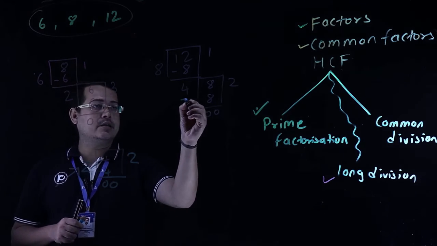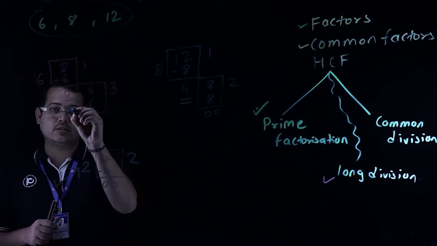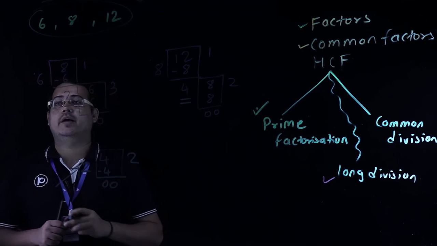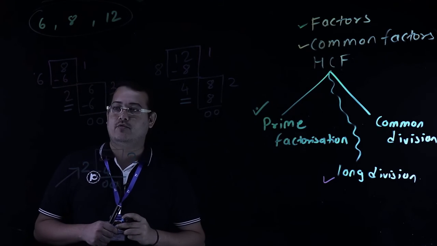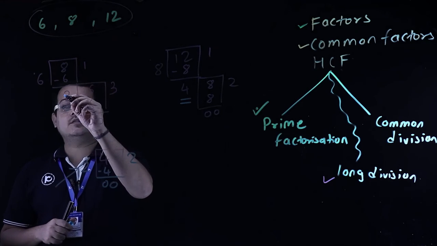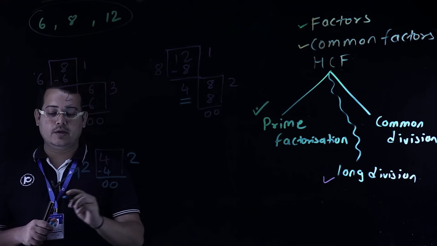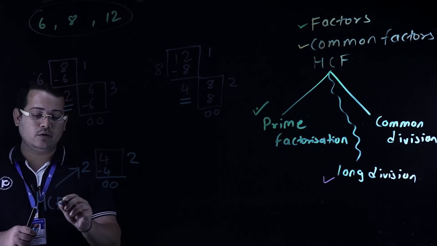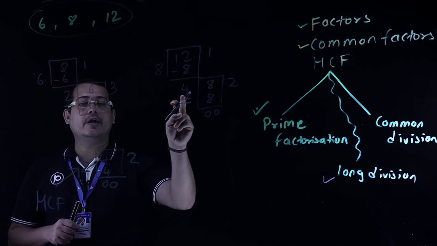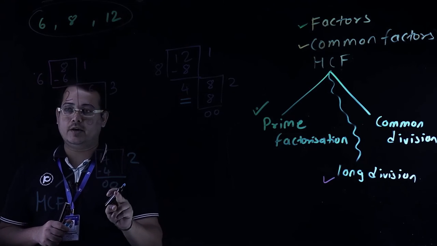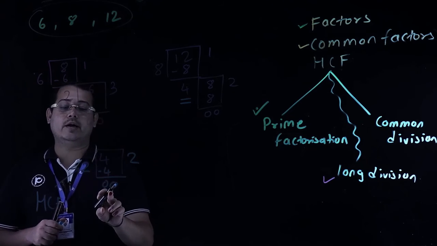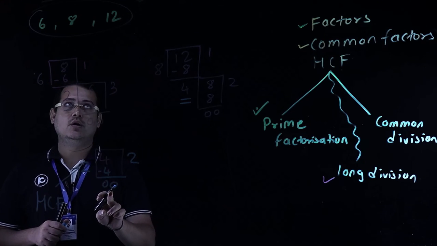If you are getting the same number here in the first step, then you have to take that number as the highest common factor of both the numbers. But if you are getting different numbers, you have to go for one more step, that is step number 2, where you divide the bigger number by the smaller number, and you keep dividing until you get the remainder 0.